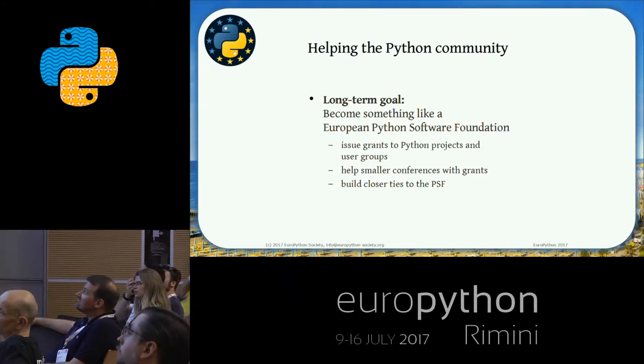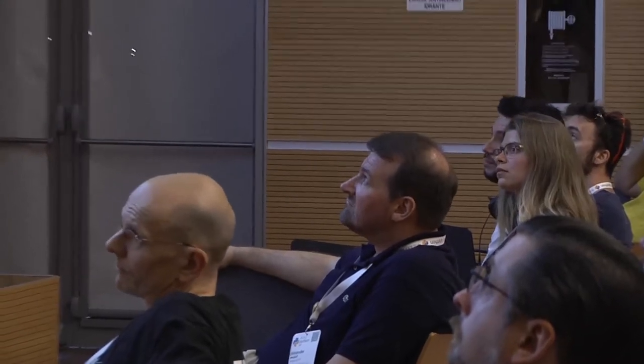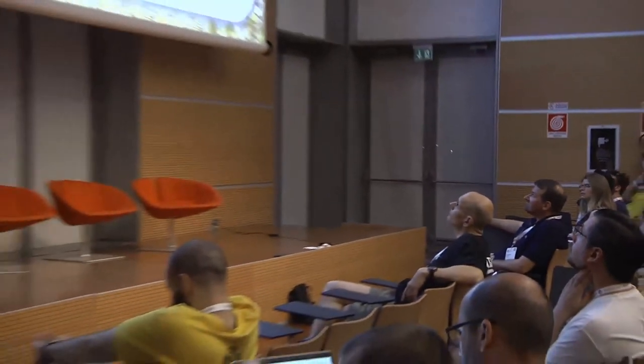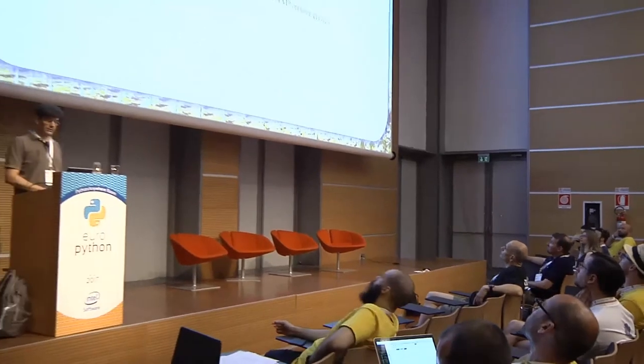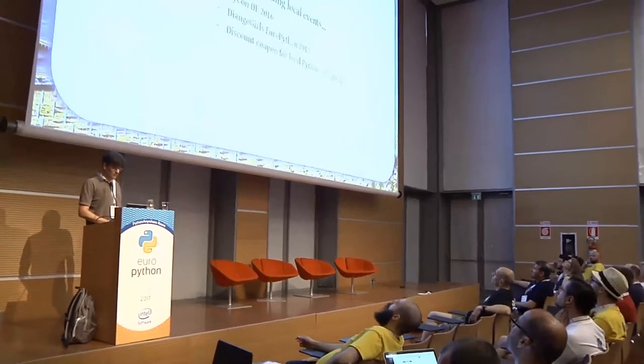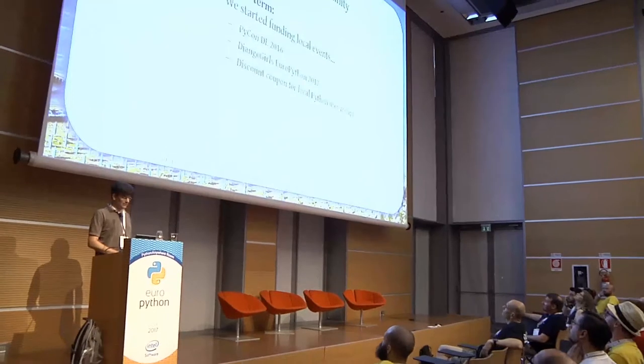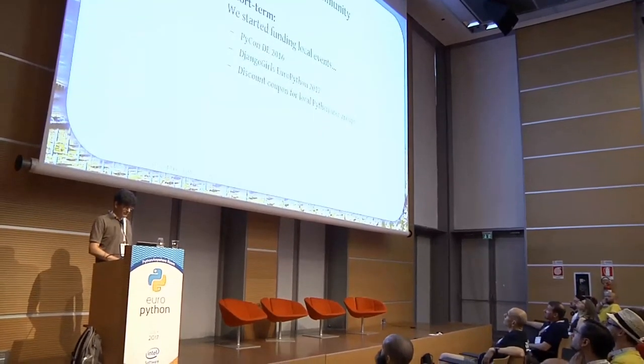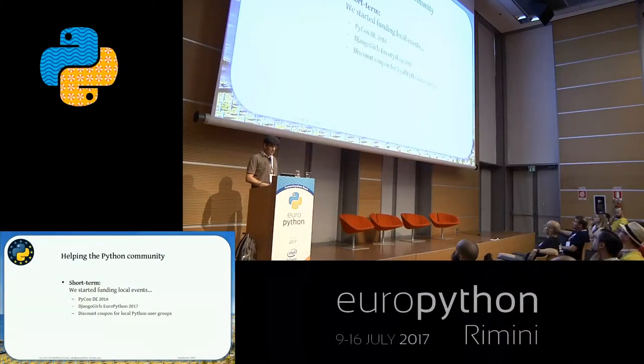Okay, so I already talked about this. EPS wants to become something like a European Python Software Foundation, so we want to help the community. Short term, we funded PyCon DE 2016. We funded the Django Girls EuroPython with around 7,000 euros. And we had this ticket discount coupon activity, where we send out emails to user groups in Europe to give them easier access to the EuroPython conference.